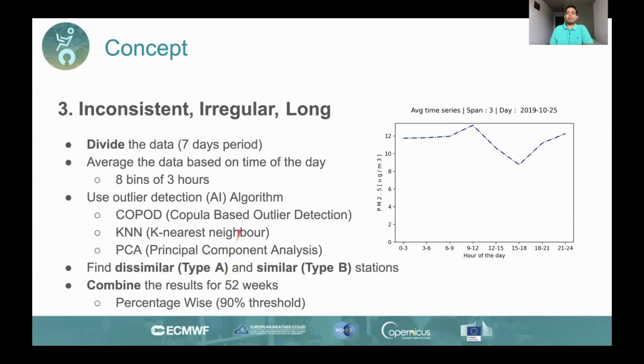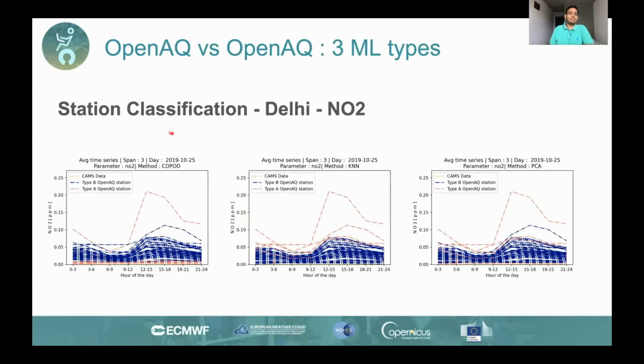I'll quickly go into some of the results that we have. Here we are comparing OpenAQ versus OpenAQ for 3 different machine learning types: COPOD, KNN, and PCA. The species we are using is NO2, expressed in parts per million, and this is the hour of the day. What we do see here is red and blue are OpenAQ station data, and yellow is the CAMS data at the bottom.